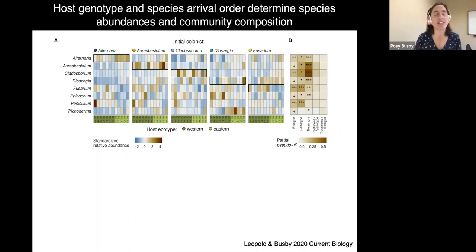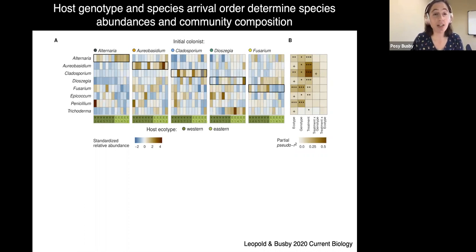And we also found that 7 of the 8 were sensitive to immigration history, again confirming the importance of stochastic variation in arrival order for these organisms. Just to show you one example, you can look here at Alternaria, where, first, I should mention that the brown colors indicate greater standardized relative abundance. So when you look at Alternaria across all of these different immigration histories, you see browner colors, so greater standardized relative abundance, when Alternaria arrives first. So it benefits from early arrival.